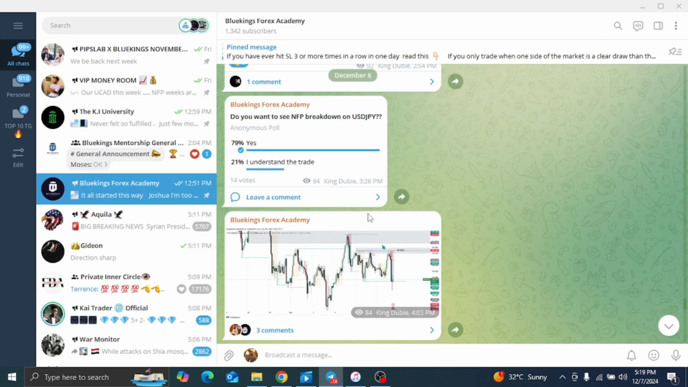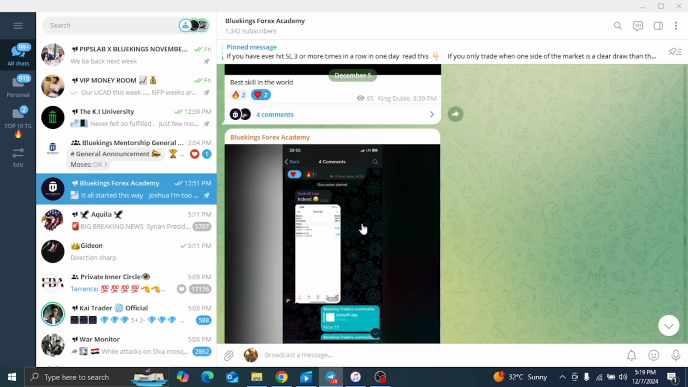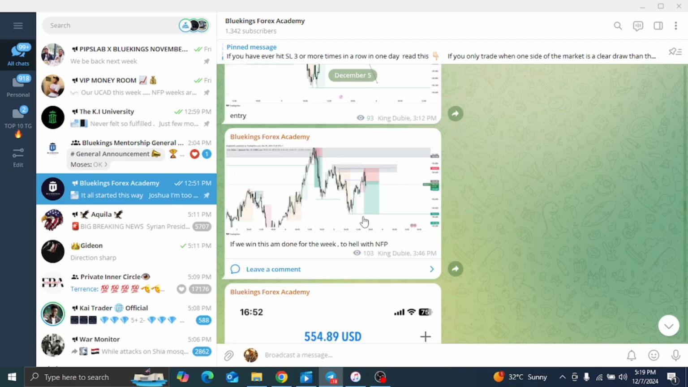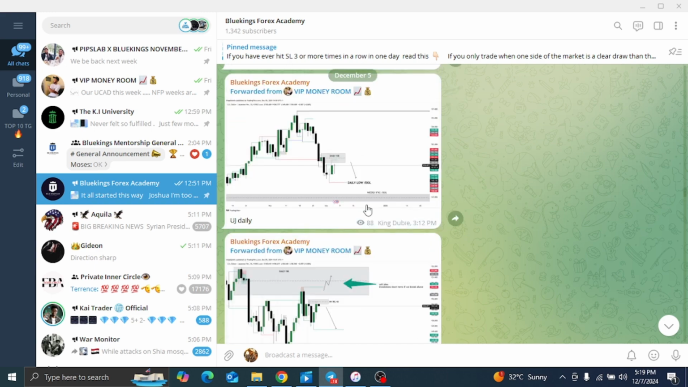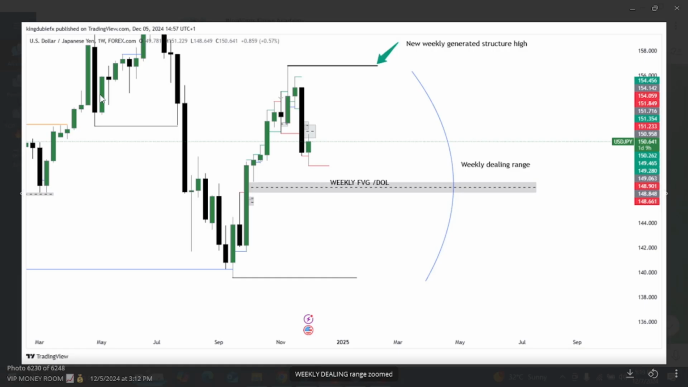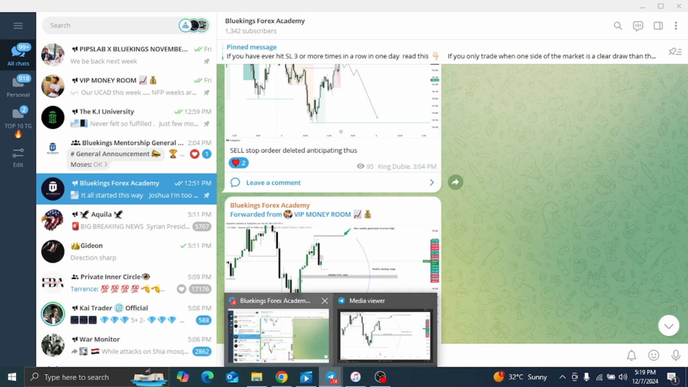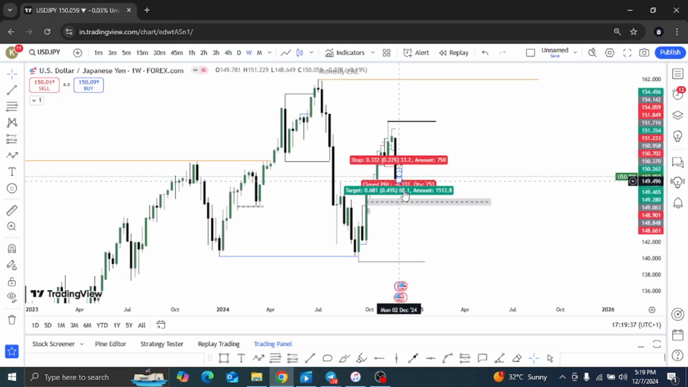I actually posted it in the community that this is our draw. So you're going to see it before it happened. Okay, before I posted the whole analysis, right? Look at it here. See, this is my weekly time frame. This is weekly FVG slash DOL. So I'm not framing it because it's happening. This is something happening live. Okay, we're headed towards here.